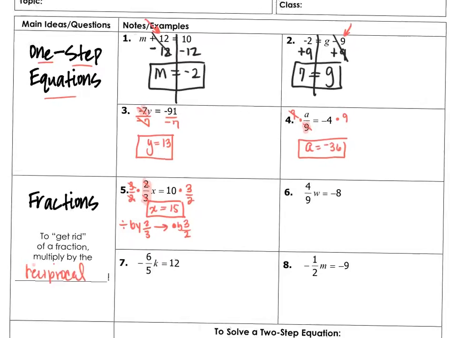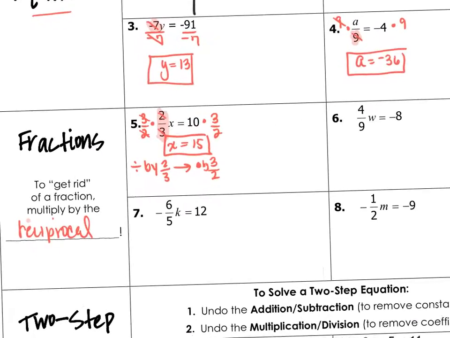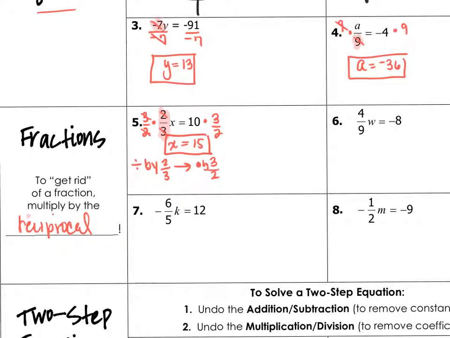Taking a look at a negative fraction coefficient, no different. We've got -6/5 multiplying k. So I'm going to multiply by -5/6. Notice how it's still negative because I want this to become 1k. And the way for it to become 1k is to multiply by the reciprocal. Multiplicative inverses have a product of 1. So now it's 1k, or just k, and that's equal to -10, multiplying both sides by -5/6.